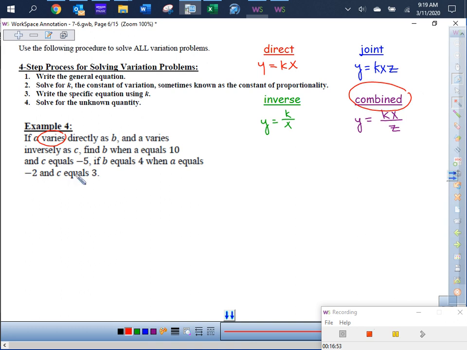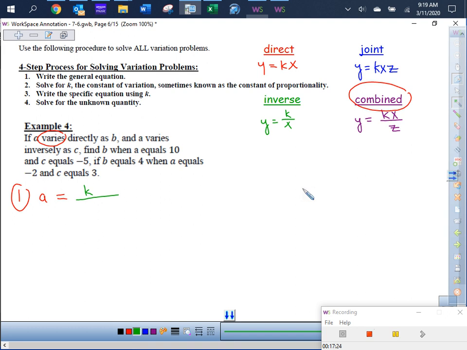So let's start with step 1. It says A. Varies is our equal sign. We always need a k value. Where does k go? Upstairs or downstairs? And I'm going to start with my fraction bar because they did mention inversely. So I'm putting k upstairs. And here's the easy thing about combined variation. Anything that says direct, guess where those variables are going? Upstairs or downstairs? Up.